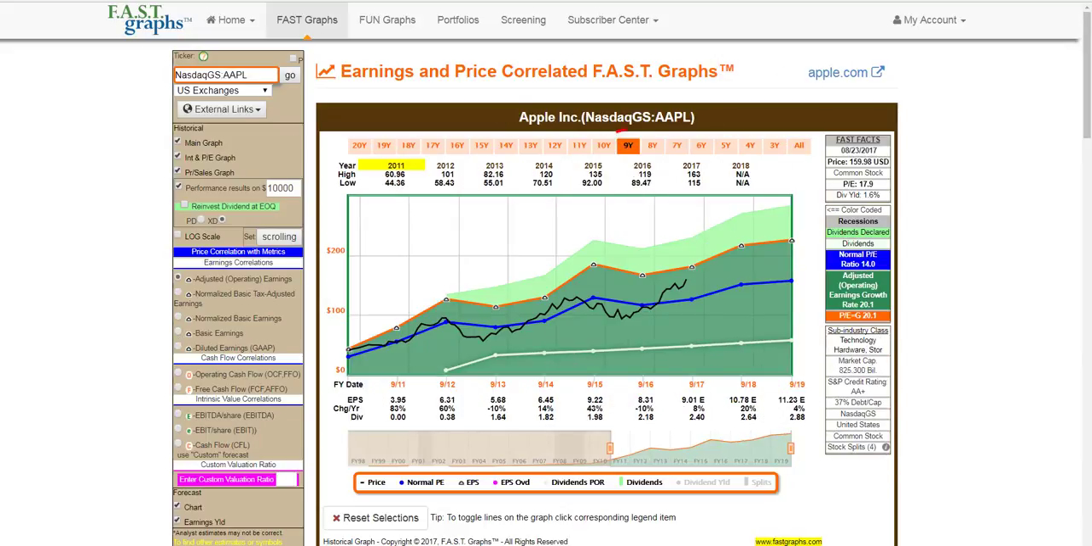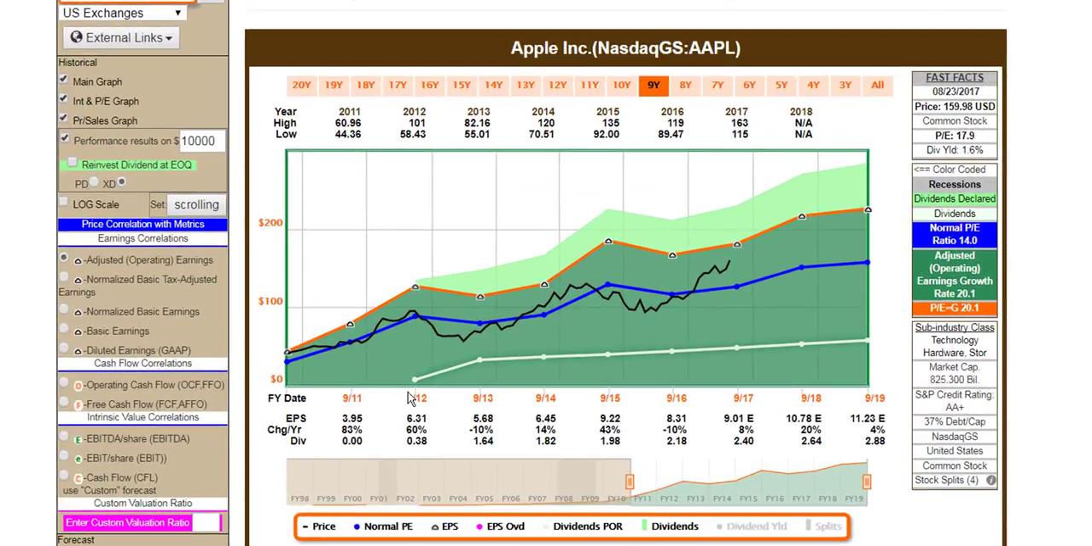For example, when looking at Apple Computer since 2011, notice that the market has had a penchant for valuing this stock around a 14 PE ratio. In this example, the orange valuation reference line simply gives you the information that earnings have grown by 20% per year, but the blue normal PE ratio line gives you a much better valuation perspective, at least relative to how the market has historically capitalized Apple since 2011.